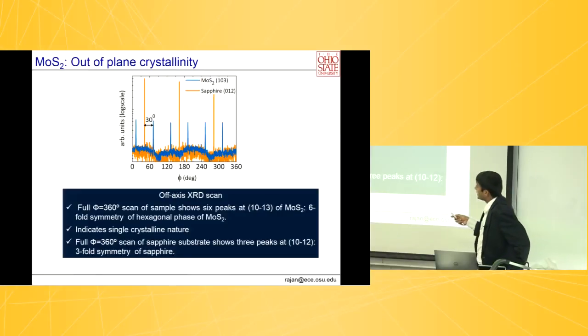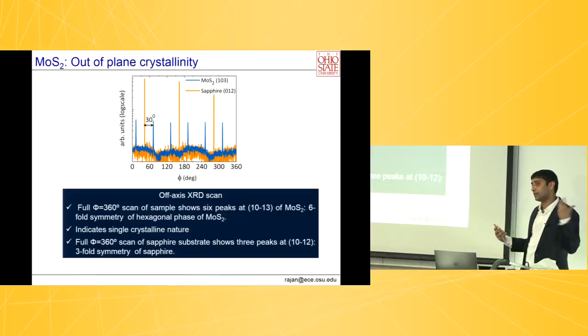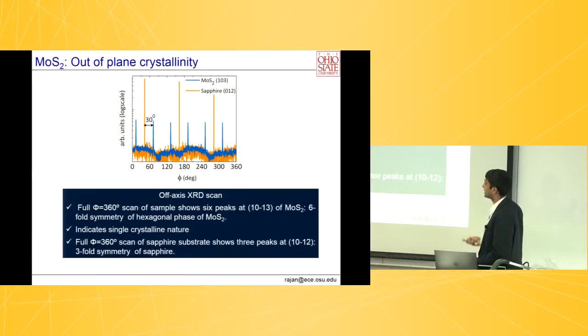So what this is telling us is using the CVD growth, which is very cheap compared to MBE, right? It's just a quartz tube furnace. You can actually get 6-fold symmetry.